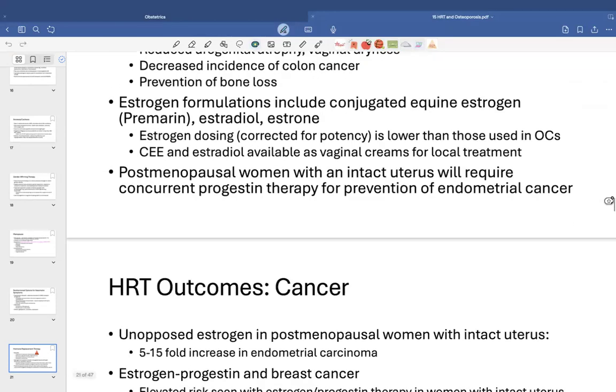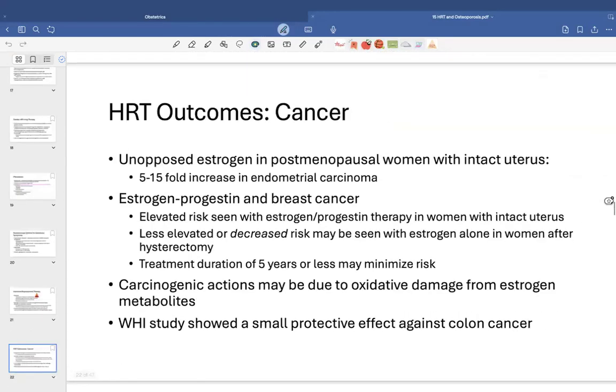If a woman still has her uterus intact, she has not yet had a hysterectomy, then the estrogen must be given with the progestin because, again, the risk of endometrial hyperplasia and cancer increases. So the progestin will help oppose that effect.